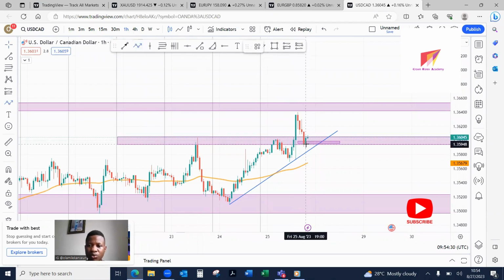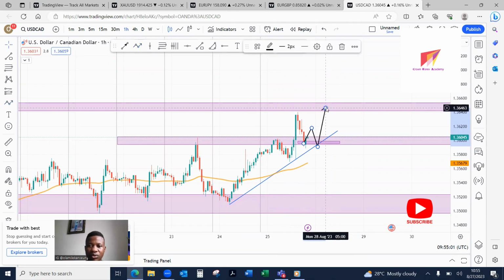So what I'll be waiting for is for the market to come back and give me a market structure. That's my W pattern. I'll be expecting the market to come back and give me a W pattern, something like this. I want the market to clear all this liquidity around here before I take any trade, and I'll be watching out for a buy position.